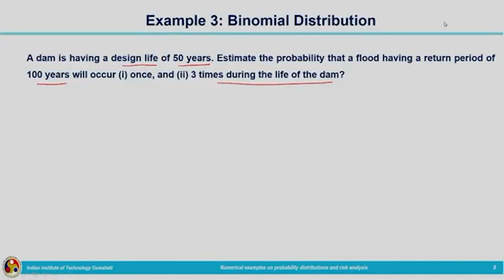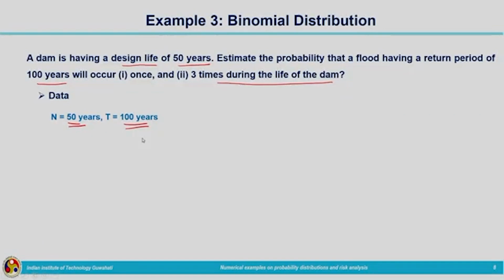So, a dam is having a design life of 50 years. You know what is meant by design life, and we need to compute the probability that a flood having a return period of 100 years will occur once and 3 times during the life of the dam. So, here we have capital N equal to 50 years and return period equal to 100 years. We are considering a 100-year return period flood, and the probability corresponding to that will be p equal to 1 by T. These two are inversely related, so p can be calculated by making use of 1 by T.